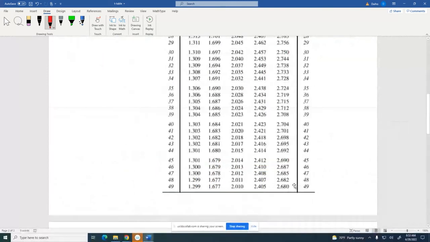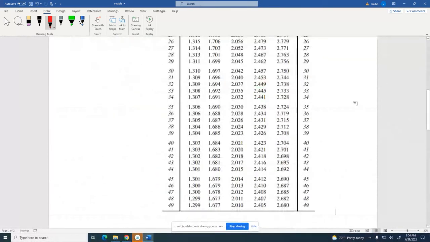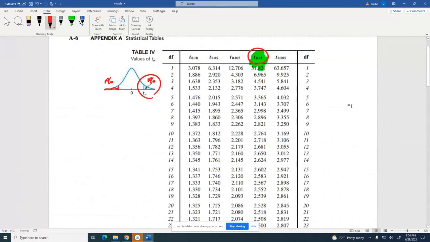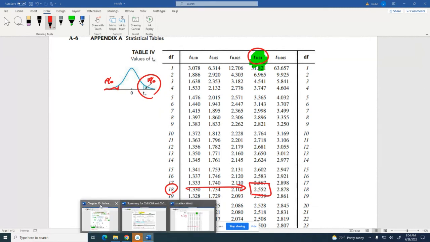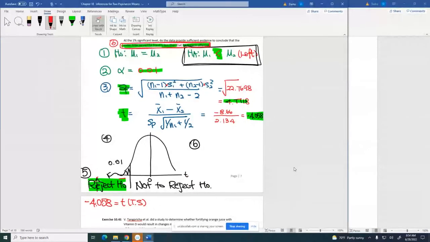And how many degrees of freedom? 10 plus 10 minus 2, 18. Negative, be careful, it is a left tail, negative 2.552. I'm sorry, I skipped. So here must be negative 2.552. And now the test statistic is smaller than the critical value, so we reject the null hypothesis and interpret the alternative hypothesis. Good, right? Thank you. Any question?